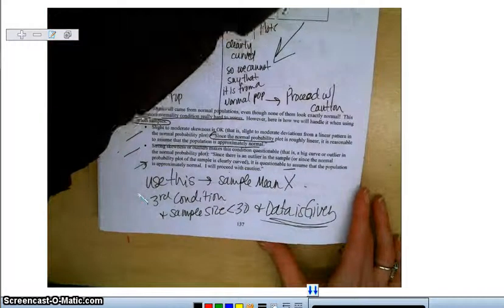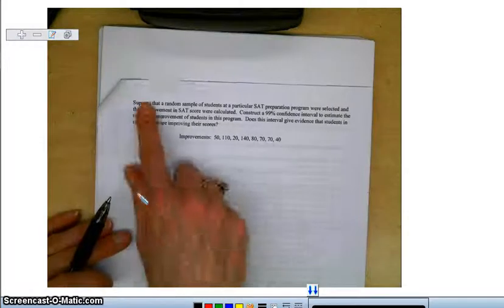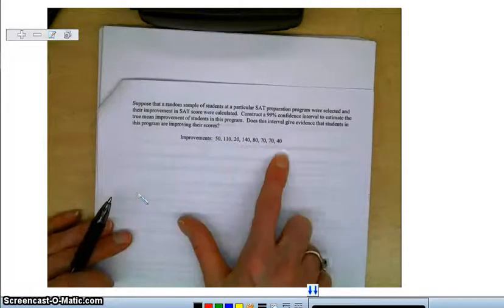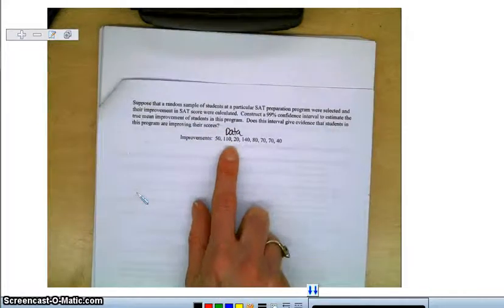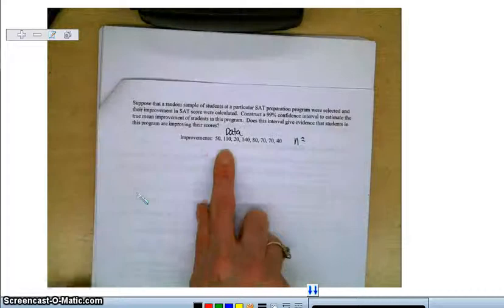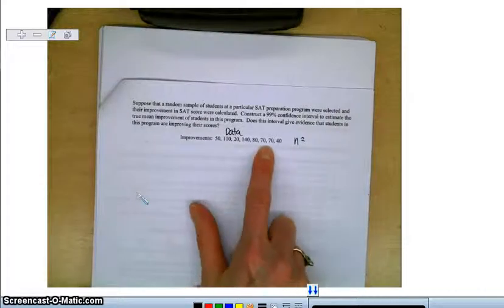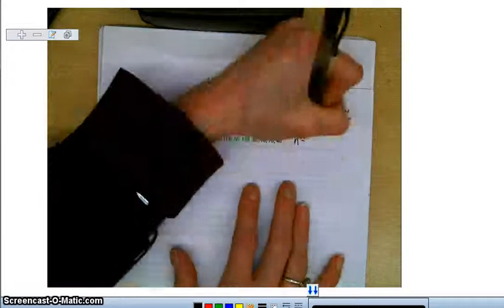You have to make a normal probability plot. So here's what I mean. This is what your test question is going to look like. It's not the same topic, but it's going to give you something like this, and then it's going to give you data. This is the data that I'm referring to. The data is given. What is n here? What is the sample size? How many numbers are there? 8. So n is 8.